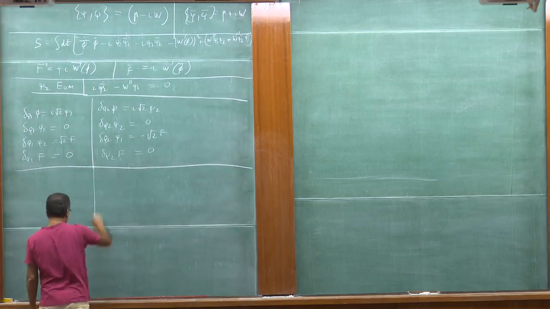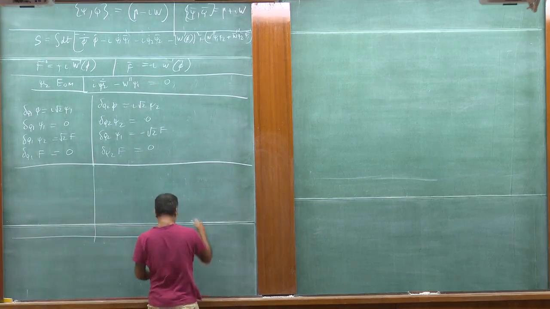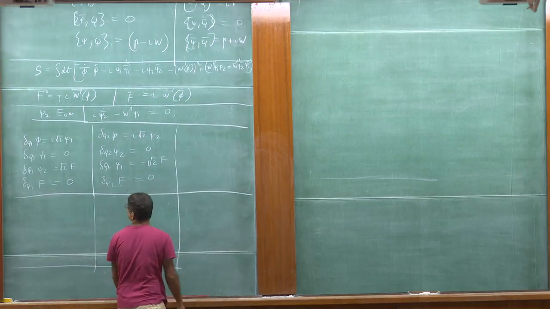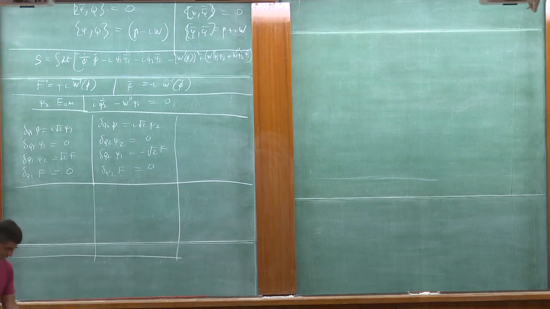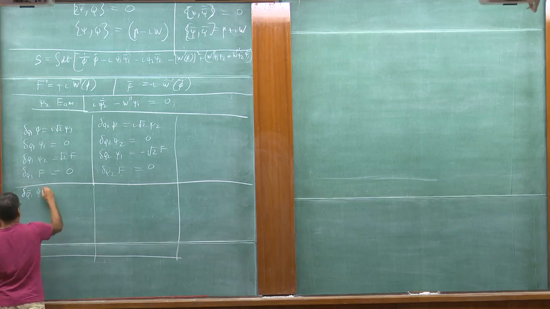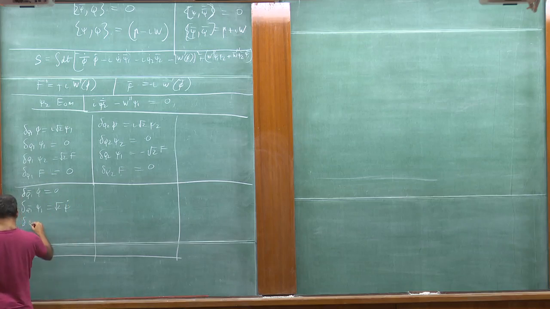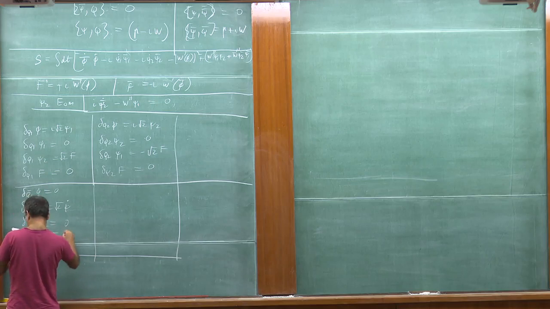Right? Then we had sort of independent data, which was how q bar acted on the phis, and we had delta q1 bar phi was equal to 0, delta q1 bar psi 1 was equal to square root 2 phi dot, delta q1 bar psi 2 was equal to 0, and delta q1 bar f was equal to square root 2 I psi 2 dot.